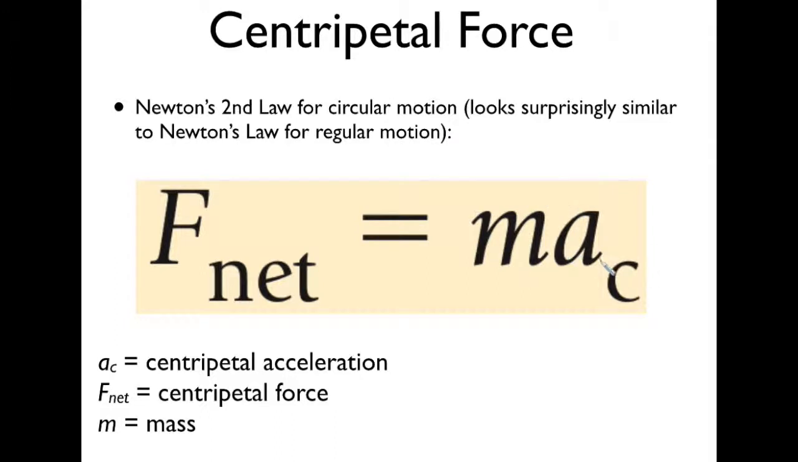Now, if you can calculate centripetal acceleration, then you can probably calculate centripetal force. And just like always, our force is equal to our mass times our acceleration, except this time we're going to be using centripetal acceleration instead of a regular acceleration. Our mass is just a regular mass. That doesn't change at all.